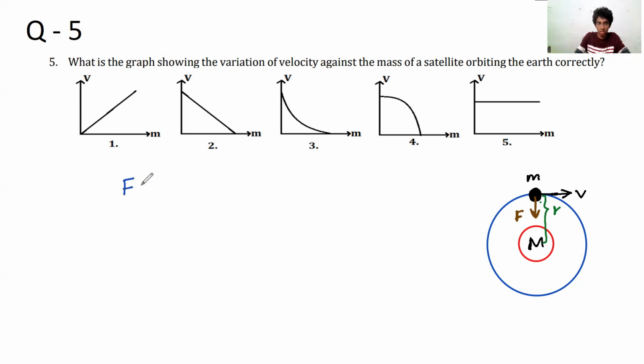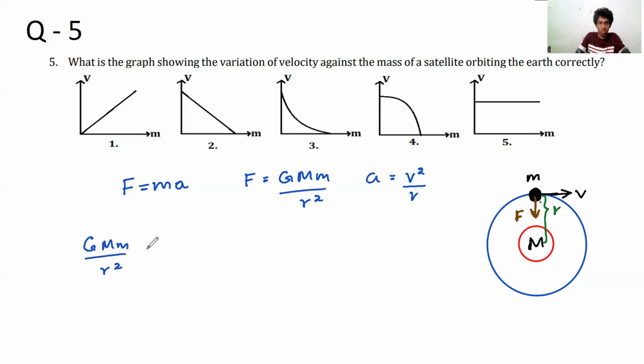So we can apply F equals ma to the satellite. So F equals GMm over r squared, and acceleration equals v squared over r. So GMm over r squared will be equal to mass into acceleration, which is m v squared over r. So one r and one r on this side cancel, m and m cancel. So velocity is equal to root GM over r.